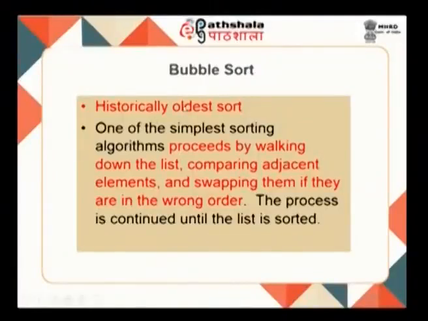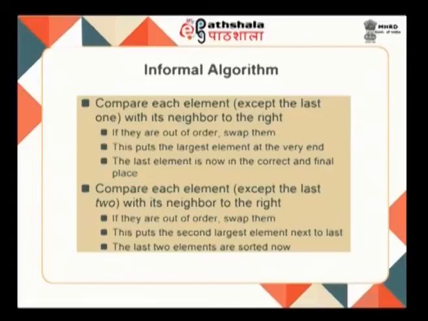I will start with bubble sort because this is historically the oldest sort that is available. The logic of bubble sort is very simple. Simply, I will just walk down the list and compare the adjacent elements, and I will swap them if they are in the wrong order, and I will keep proceeding till the entire list is sorted. So, bubble sort is one of the most primitive sorts that we have.